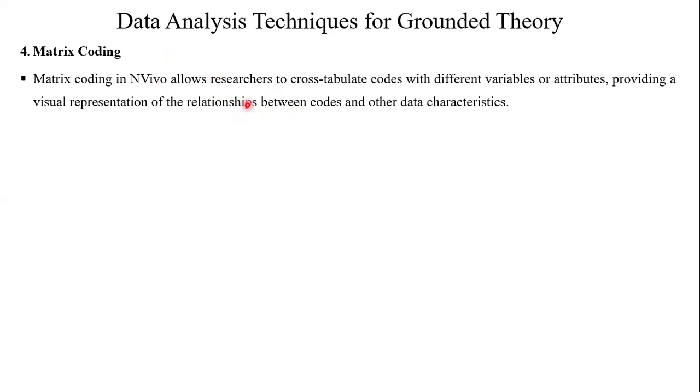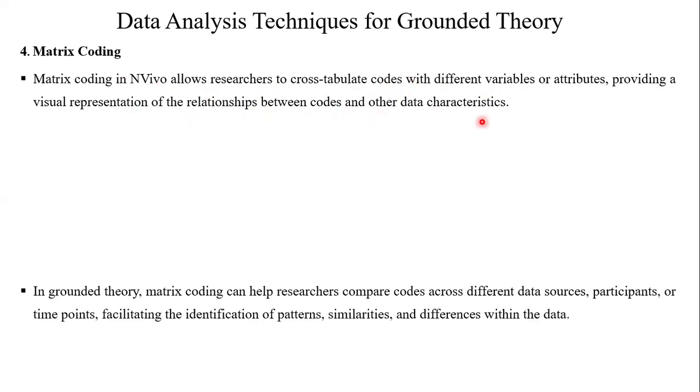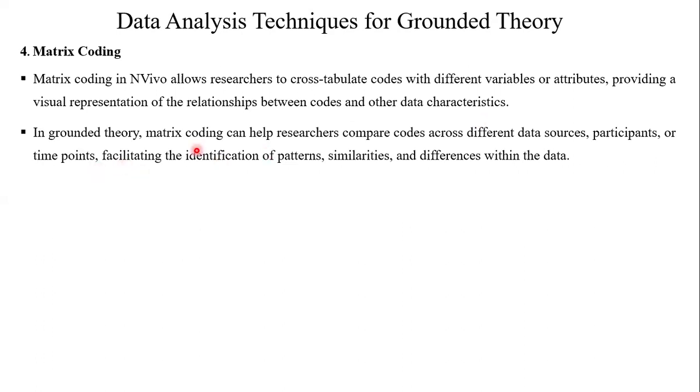NVivo, and it allows researchers to cross-tabulate codes with different variables or attributes, providing a visual presentation of the relationship between codes and other data characteristics. So in grounded theory, matrix coding can help researchers compare codes across different data sources, participants, or time points, facilitating the identification of patterns, similarities, and differences within the data. So you can use this approach in facilitating your nuances.